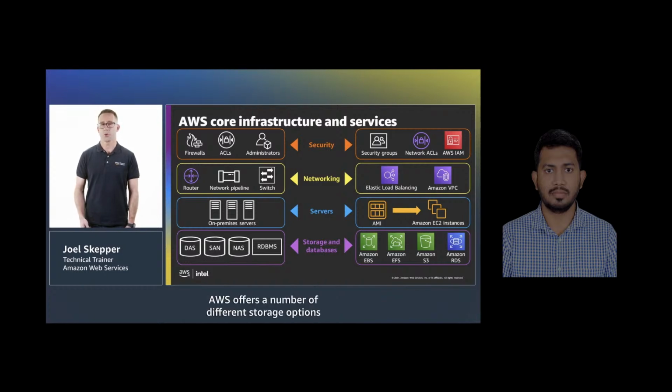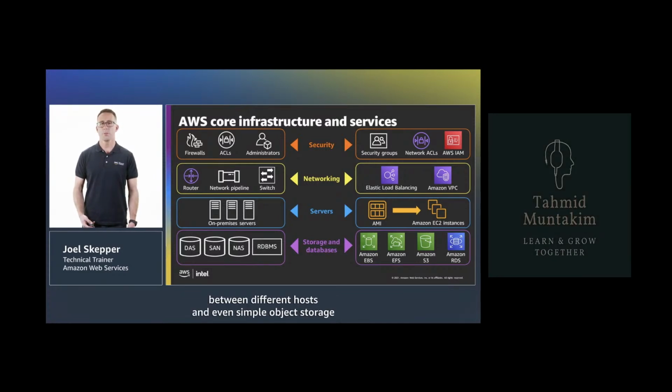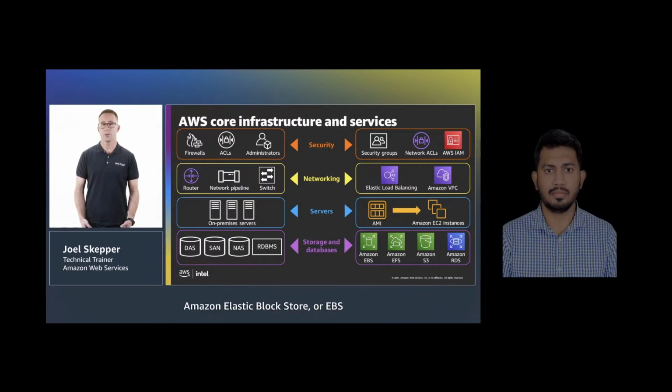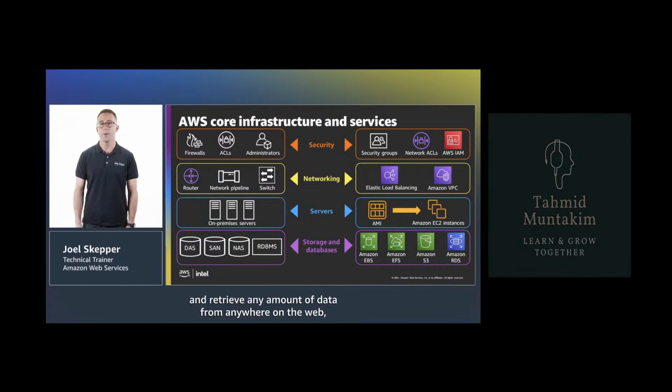AWS offers a number of different storage options depending on your requirements, whether that's network-attached storage and persistent disk, maybe scratch spaces or caches, file systems to be shared between different hosts, and even simple object storage for a wide variety of applications. AWS has more than 15 purpose-built databases. Amazon Elastic Block Store, or EBS, offers easy-to-use high-performance block storage at any scale. Amazon Elastic File System, or EFS, provides a scalable cloud-native NFS file system. Amazon Simple Storage Service, or S3, provides object storage built to store and retrieve any amount of data from anywhere on the web, which we'll talk about in the next module.